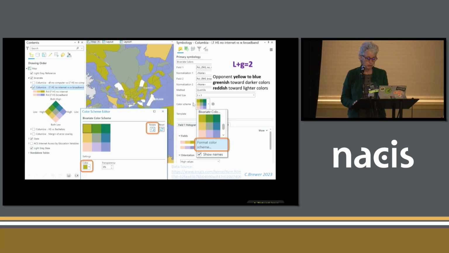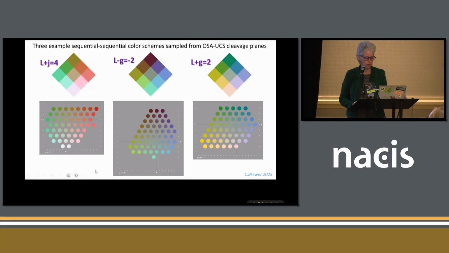So you edit these in Arc. If you're in ArcGIS Pro, you do the drop down. There's a format, the color scheme. It brings up this tool. You can rotate it and set each color. So if I click on that color, I can change the RGB or other spec on it. So I did 3 of these for you through 3 cleavage planes, and got those 3 color schemes.